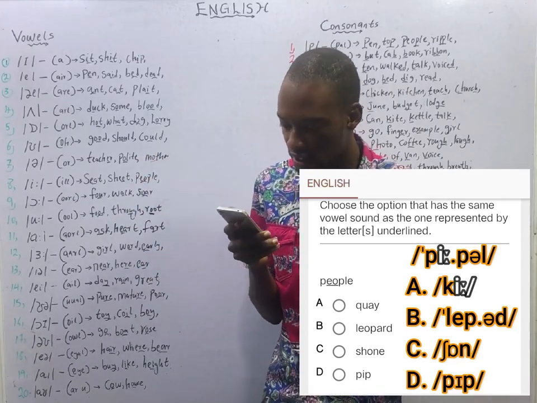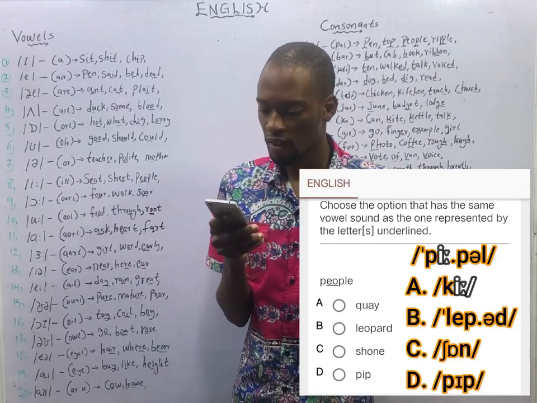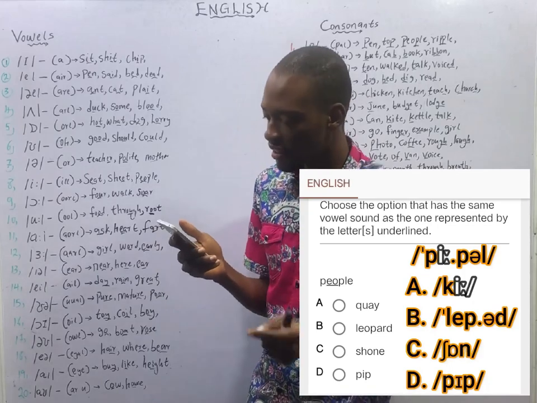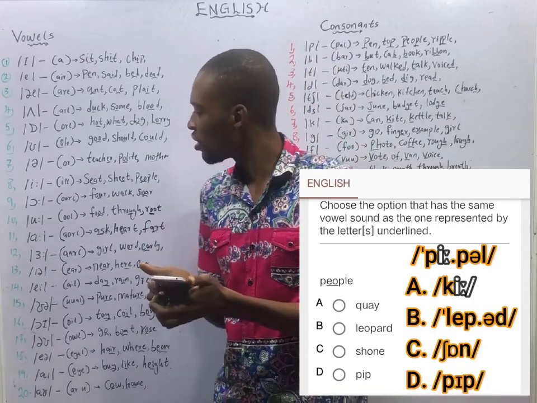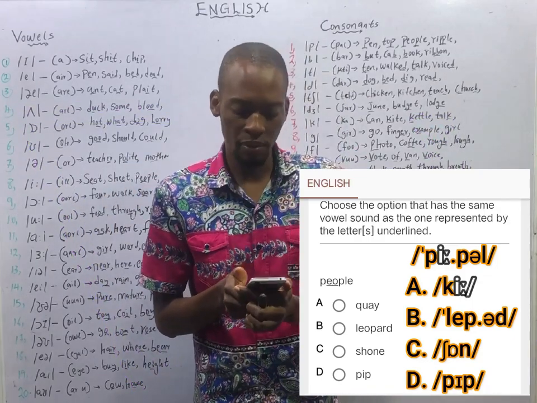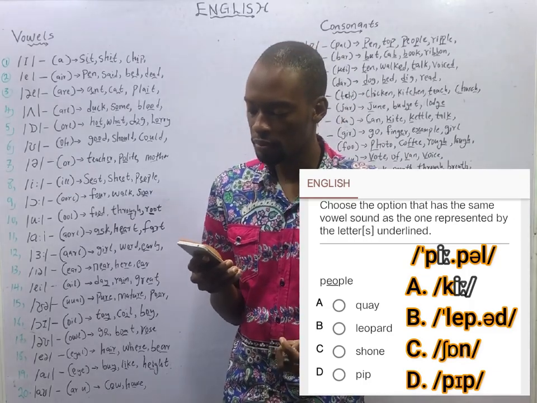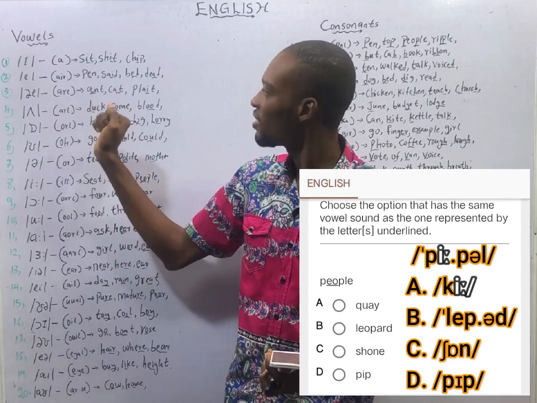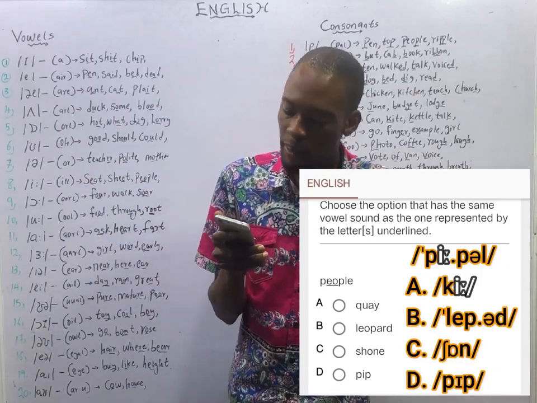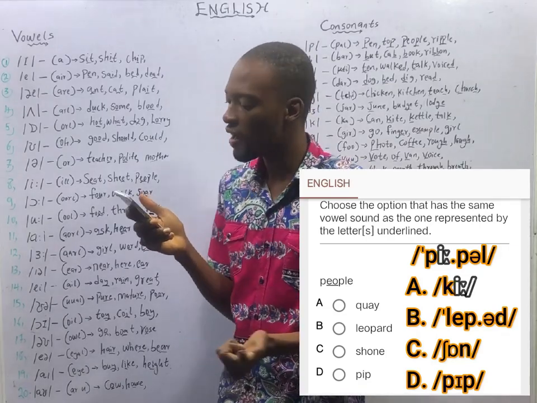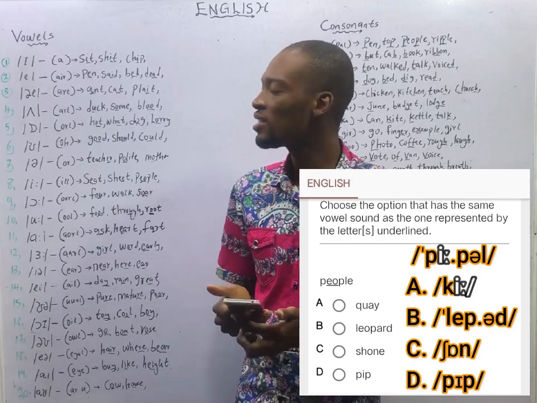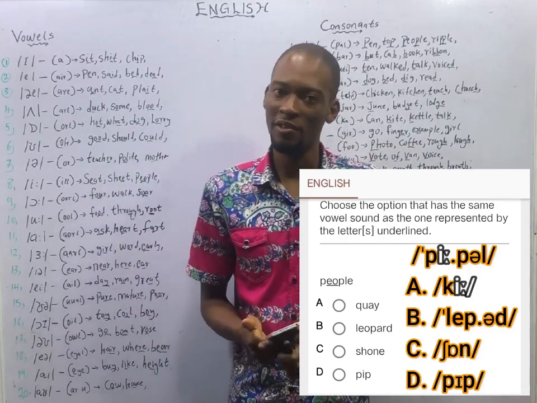We have leopard. So that is leopard. It has the e sound, as in pen, said, bear, and dead. We also have shown. Shown has the o sound. Then we are given pipe. What you are seeing there is not pipe, it's pip. It has the i sound, as in sit and chip. Which means key has the ee sound, leopard has the e sound, shown has the o sound, and pip has the i sound. People and key possess the same sound. That obviously makes option A the correct option.